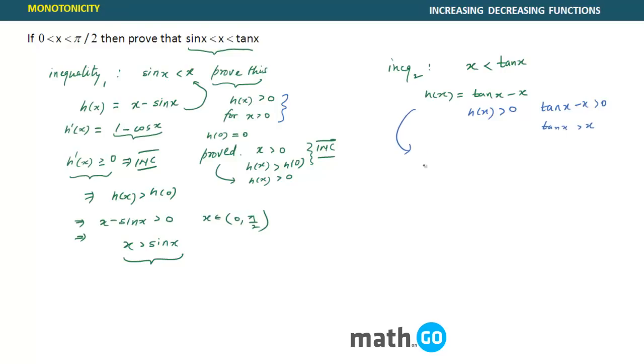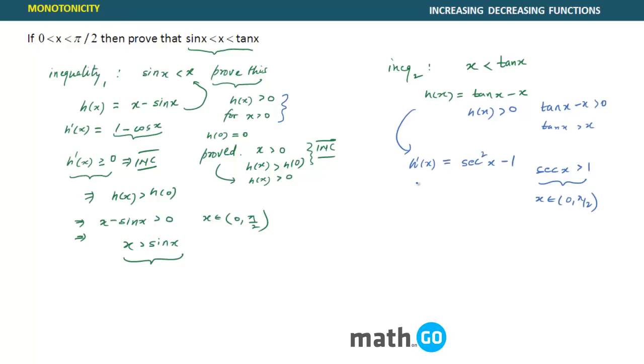So let's again differentiate this function first of all. So h dash x is equal to secant square x minus 1. And we also know that secant x is always greater than 1 for x lying between 0 to pi by 2, right? Greater than 1.